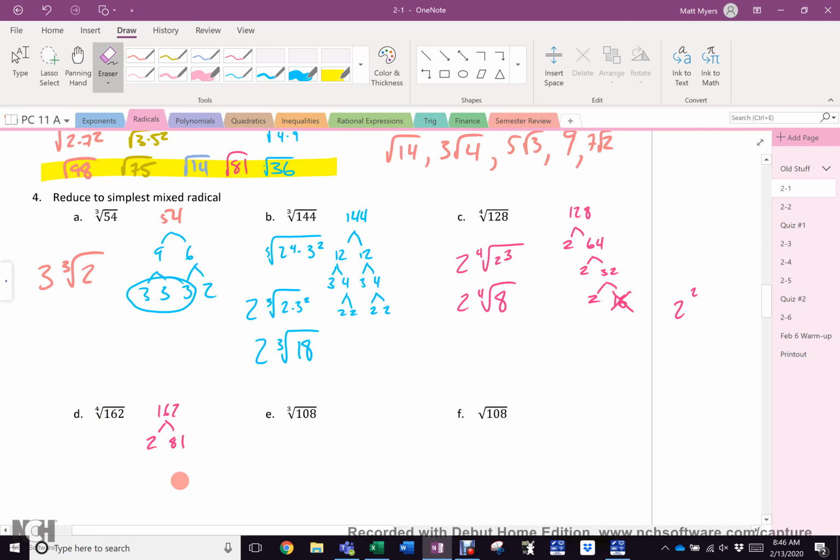But if you don't know that, you just carry on. 9 and 9, 3, 3, 3, 3. There's your group of 4. 3, fourth root, 2.